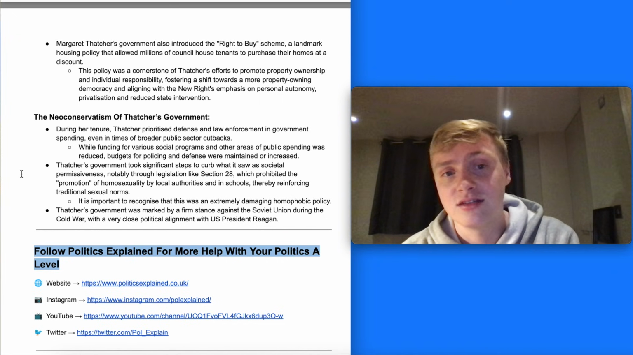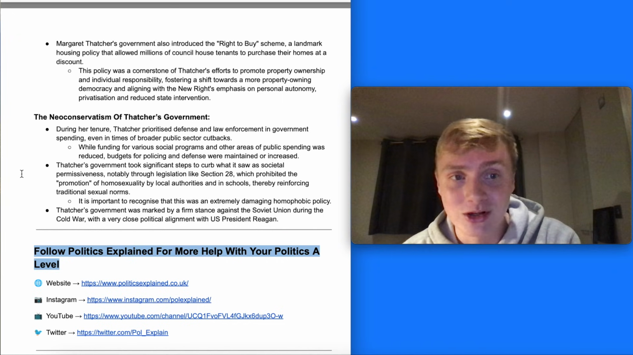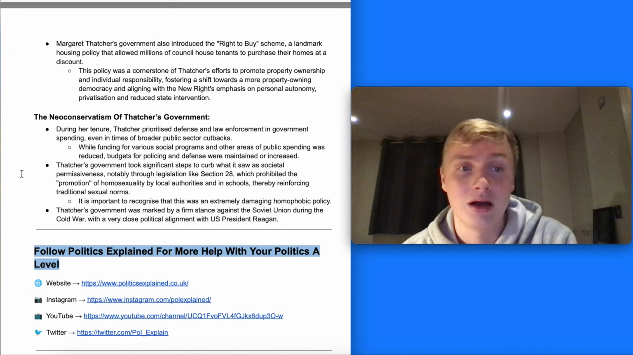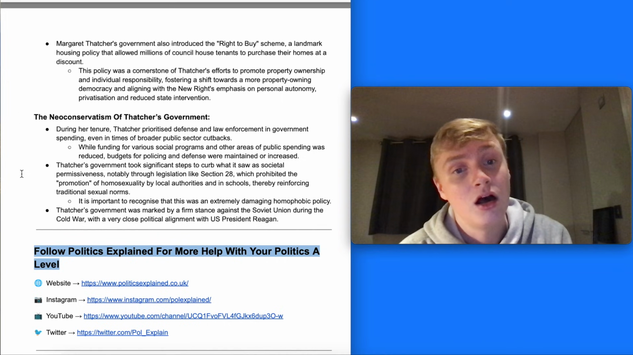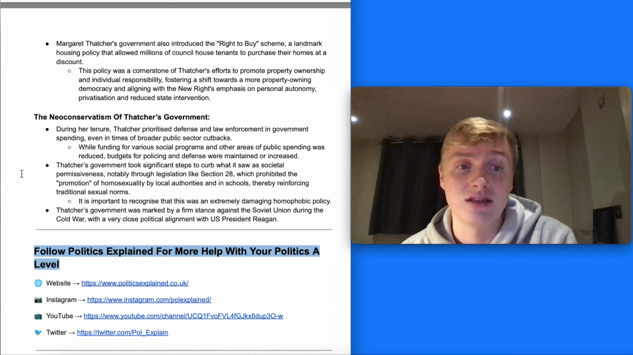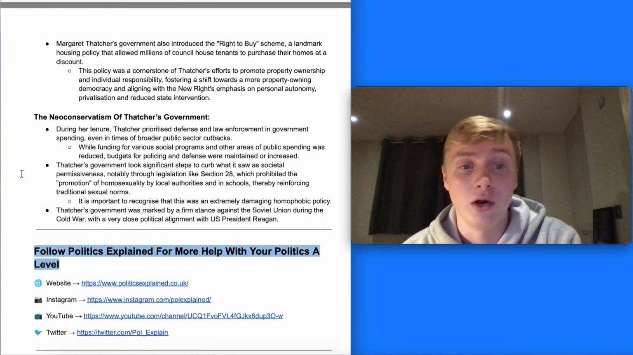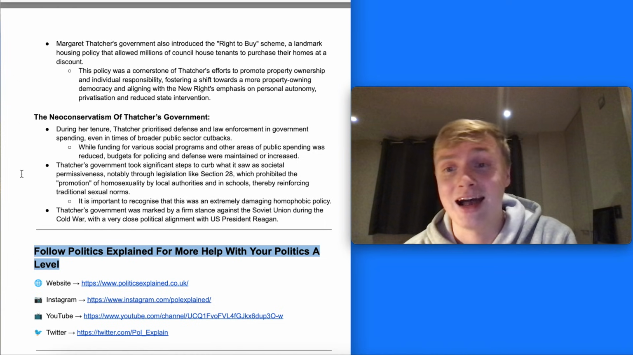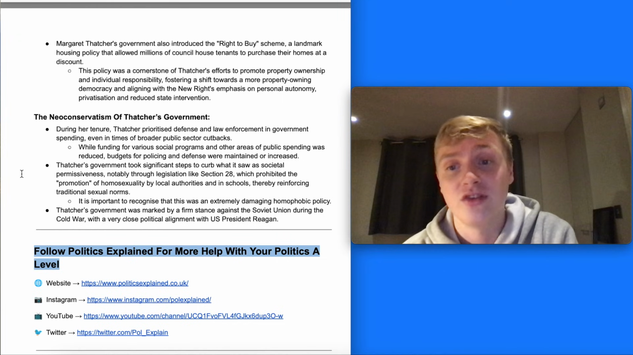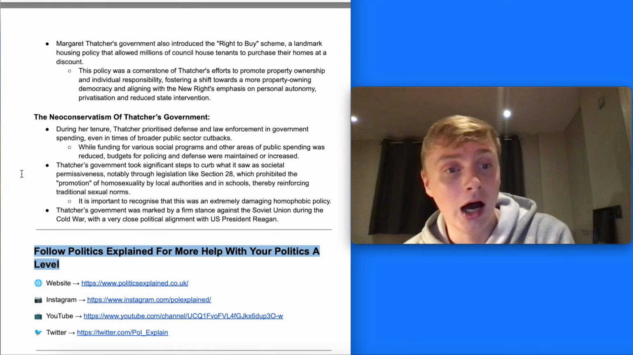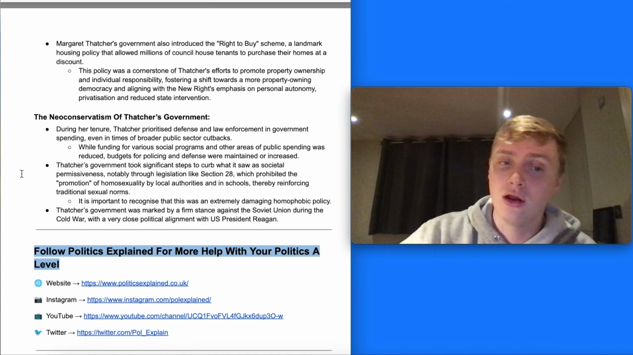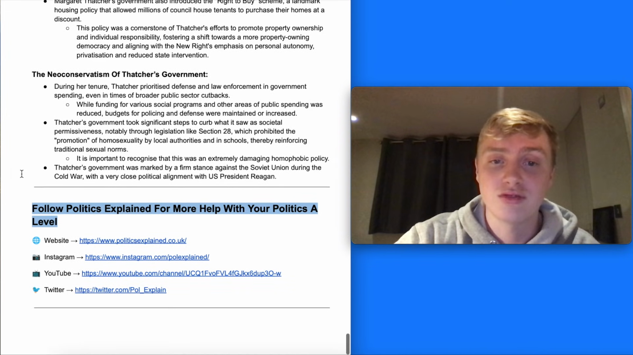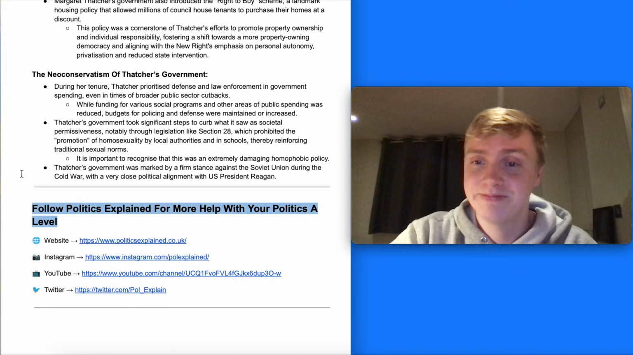And then again, we can see neoconservatism in Thatcher's government. She prioritised defence and law and order, so every department got cut back in terms of funding apart from these departments. Her support for anti-permissiveness can be seen in the very homophobic policy of Section 28, which prohibited the promotion of homosexuality by local authorities and in schools, which is very similar language to what you see in Russia today. And she also took a very firm stance against the Soviet Union during the Cold War, with a very close political alignment with US President Ronald Reagan.